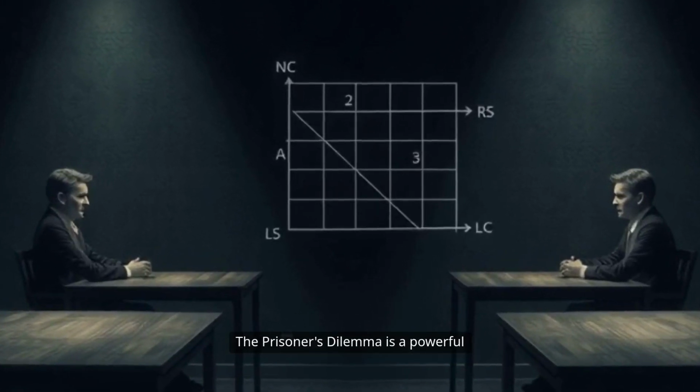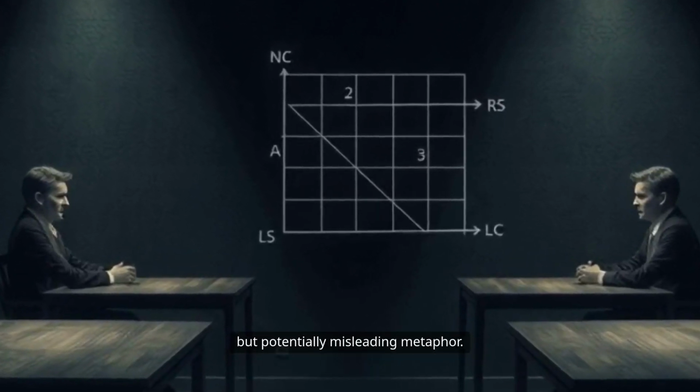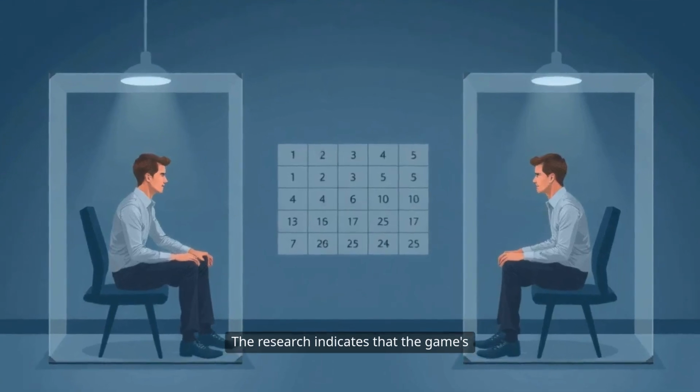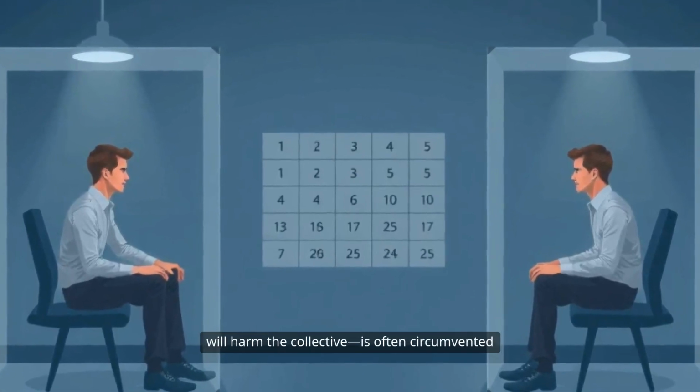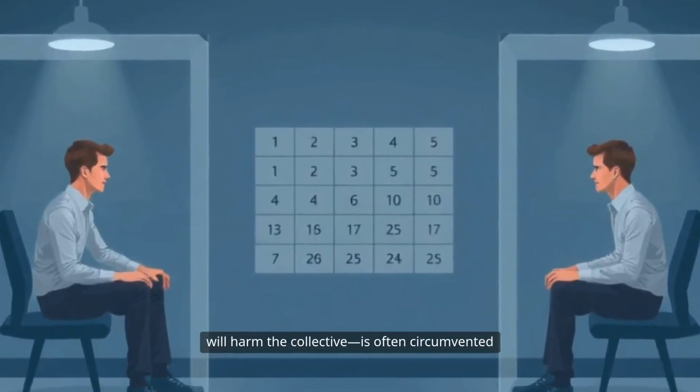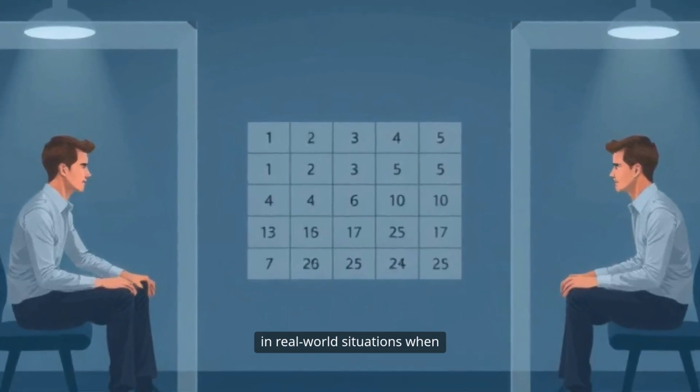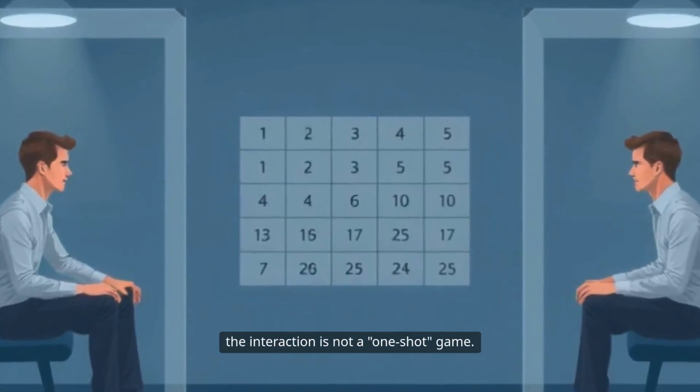The prisoner's dilemma is a powerful but potentially misleading metaphor. The research indicates that the game's core lesson, that rational individuals will harm the collective, is often circumvented in real-world situations when the interaction is not a one-shot game.